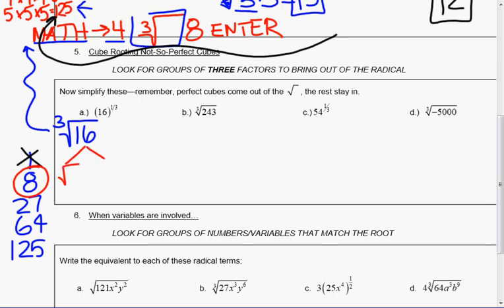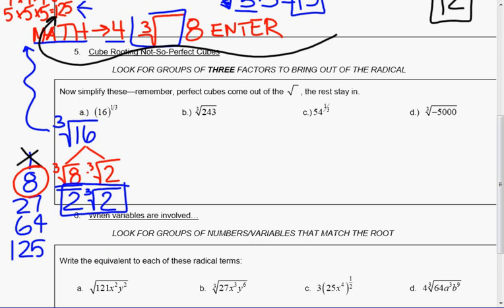So I'm going to break this up, and I'm just going to keep it like this. The cubed root of 8 times the cubed root of 2. What is the cube root of 8? You guys are going to tell me that's 2. Can I break down the cube root of 2? The answer of that is no. So I'm going to rewrite this as 2 times the cubed root of 2. And that is how we simplify not so perfect cubes.